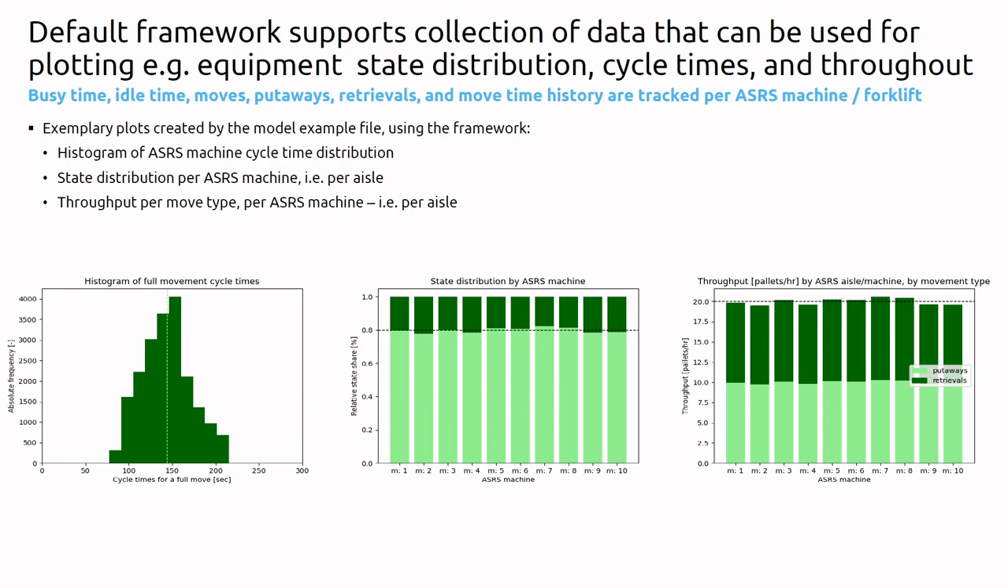So this allows you to, for example, plot three basic statistics: a distribution of the cycle time of the forklift operating the pallet storage, the state distribution of the forklift, and also the throughput per aisle and per forklift or ASRS machine. So forklift or ASRS machine, in terms of this simulation package, is identical here. You can use it for modeling an automated storage aisle or a manually operated storage aisle.